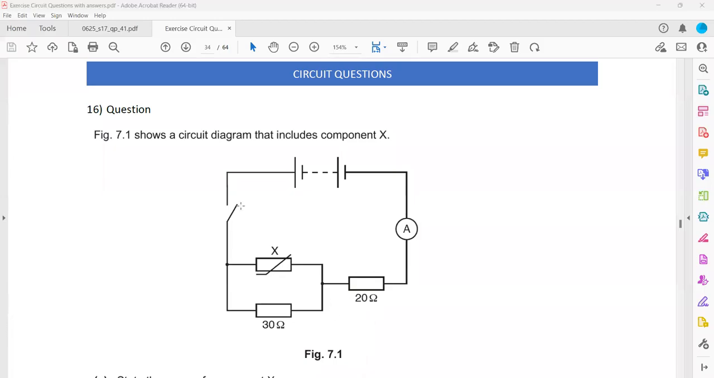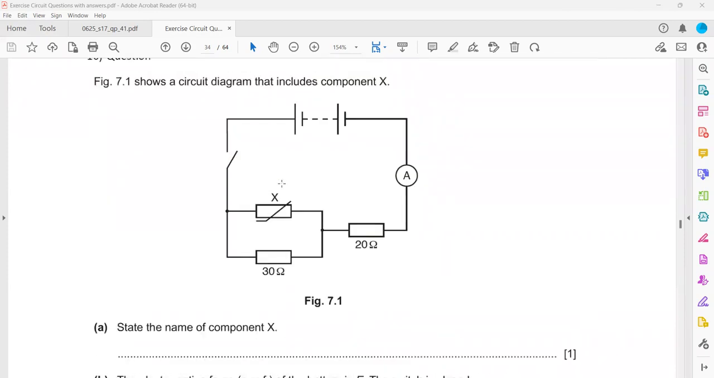So electric circuit question 16, the classified paper. Figure 7.1 shows a diagram that includes the component X. State the name of component X. So what is this X? The circuit symbol. What is X representing? Which component?